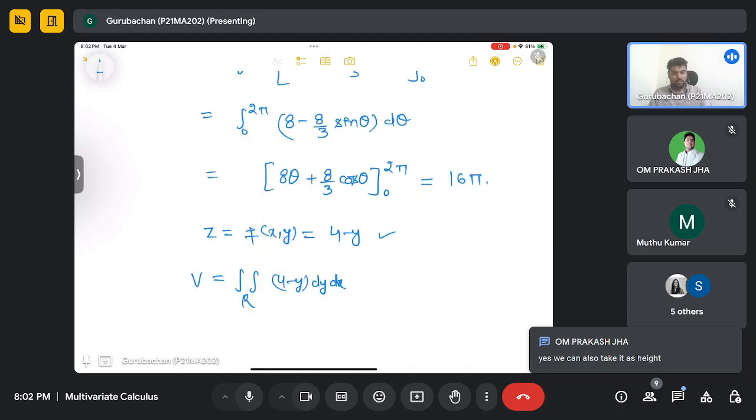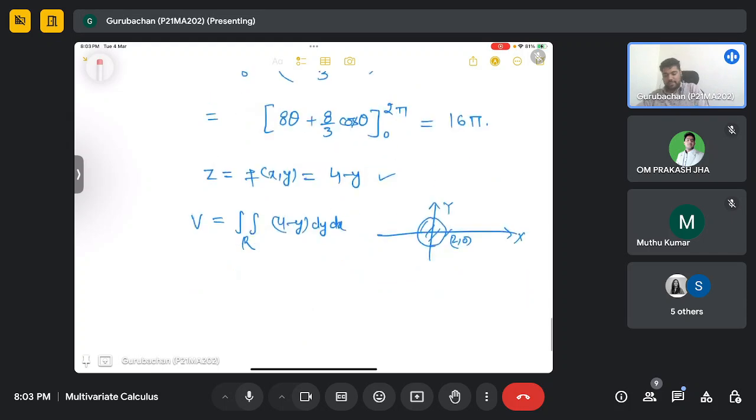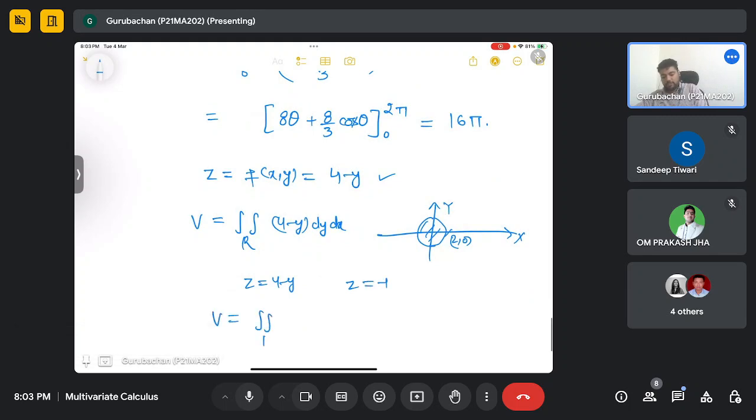Why can we do that? Because here our upper plane is z equal to 4 minus y and the lower one is z equal to 0. So we can take it as height. If it were z equal to minus 1, then we would have to take upper curve minus lower curve. Suppose the planes are z equal to 4 minus y and z equal to minus 1. In that case, we have to write 4 minus y minus minus 1, upper curve minus lower curve, and that will be the height. Here we have the convenience that the lower plane is z equal to 0. So I hope this will be clear to everybody.